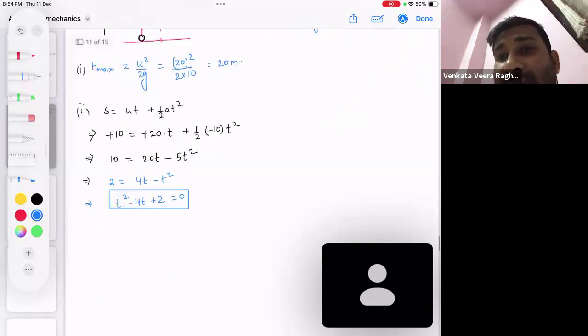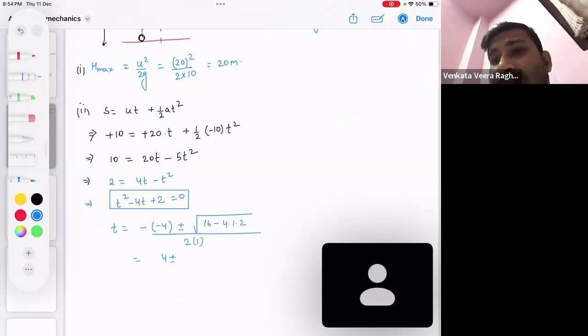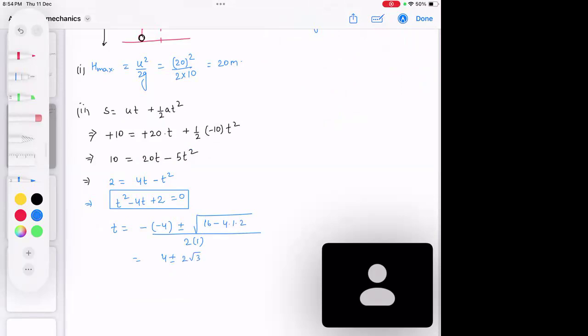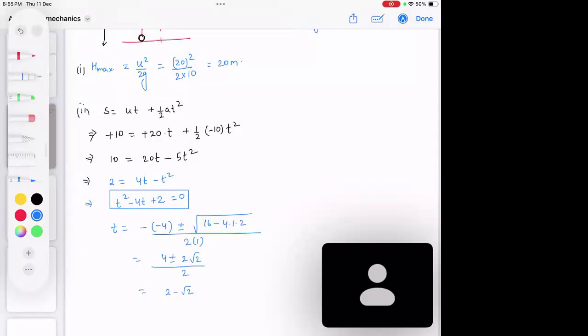So what is going to be the solution of this quadratic? It is minus b plus or minus root of b square, that is 16, minus 4 into a into c, which is 2, divided by 2 into a. So we have 4 plus or minus root 8, that is 2 root 2, divided by 2. So we have our answer as 2 minus root 2 and 2 plus root 2.